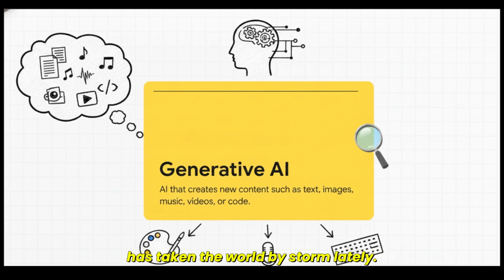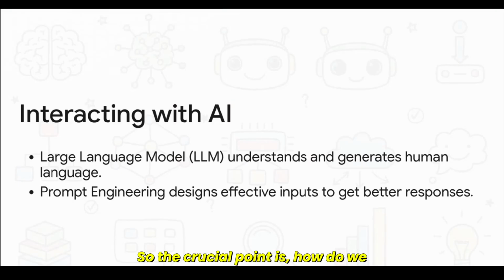This is the specific branch of technology that has taken the world by storm lately. So the crucial point is, how do we actually interact with these generative systems? Well, first, we use L, for large language models, or LLMs. These are massive AI models trained on huge amounts of text so they can understand and generate human language.